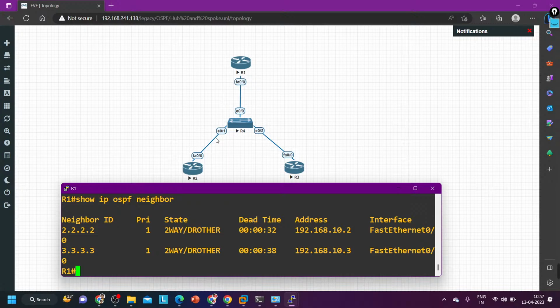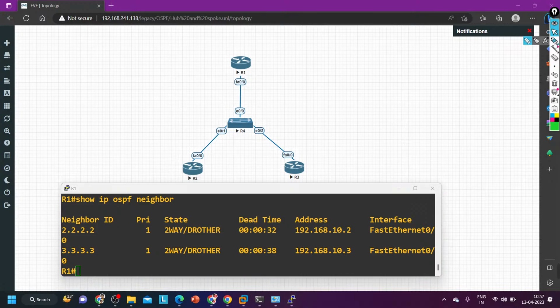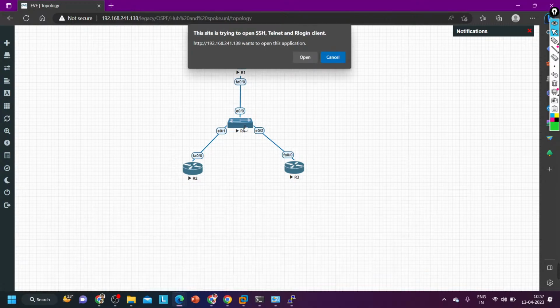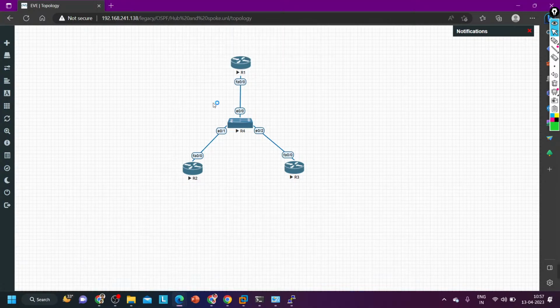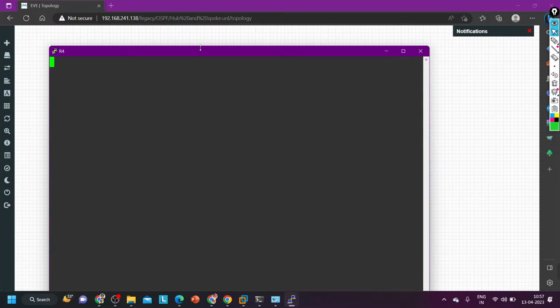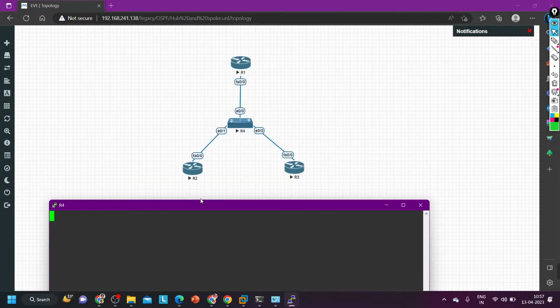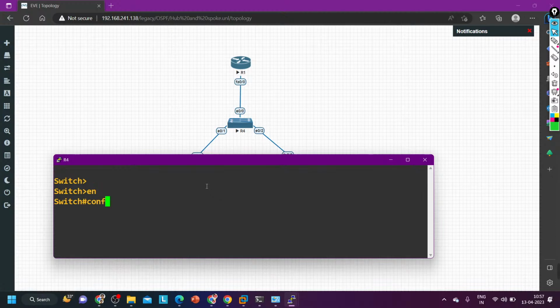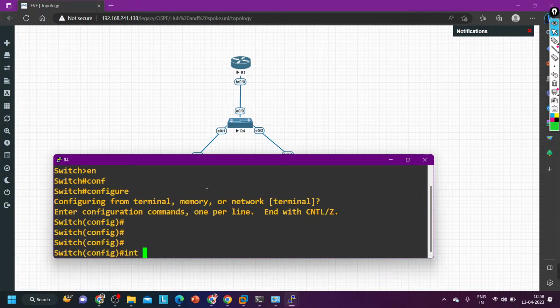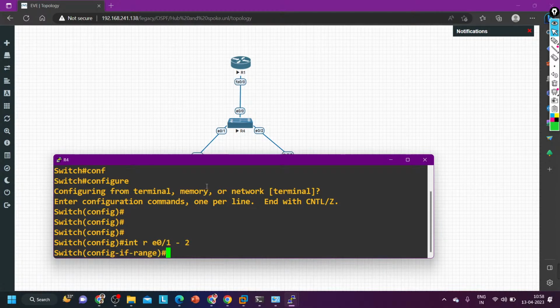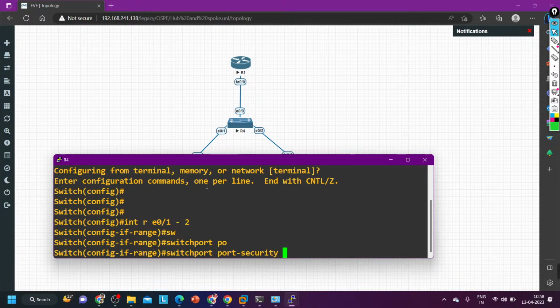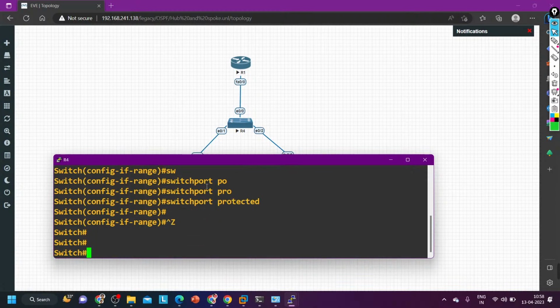Now what I am going to do, I am going to stop communication between branches. Here I am going to configure these two ports as protected, and as you know, two protected ports cannot communicate with each other. Config T, interface range E 0/1 to 2, and switchport protected. Okay.